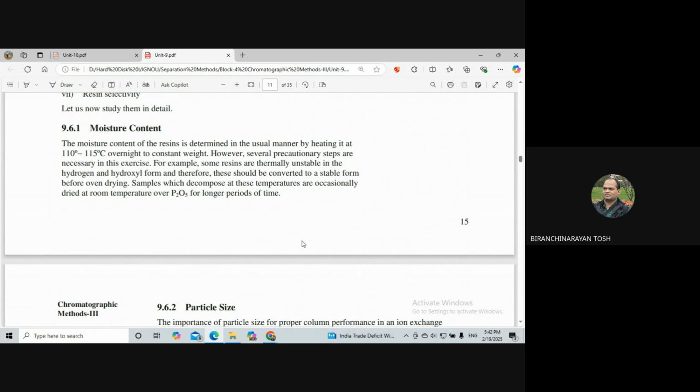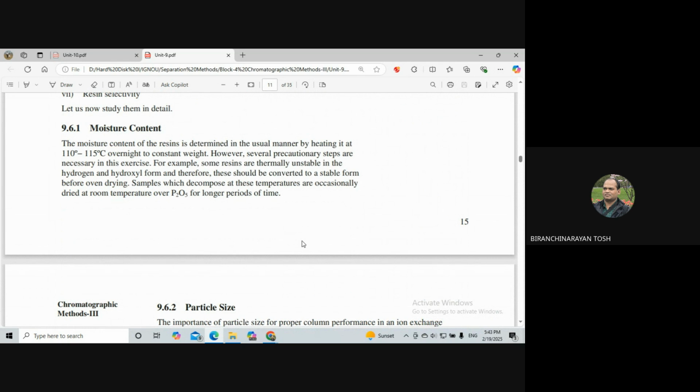The moisture content of the resins is determined in the usual manner by heating at 110 to 115 degrees overnight to a constant weight. However, several precautionary steps are necessary in this exercise. For example, some resins are thermally unstable in the hydrogen and hydroxyl form, and therefore they should be converted to a stable form before oven drying. Samples which decompose at this temperature are occasionally dried at room temperature or over phosphorus pentoxide for a longer period of time.